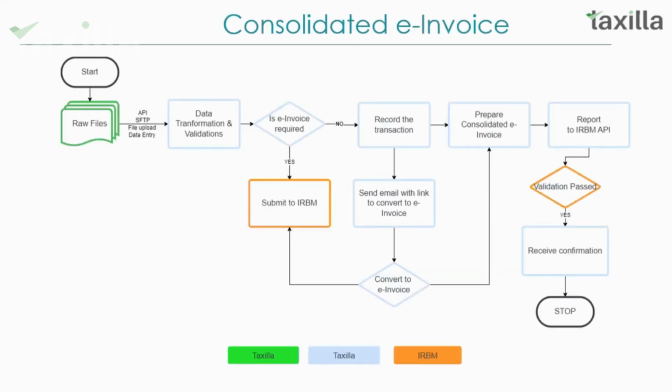So that's a quick overview of the e-invoice data model and the different workflows, how you can enable it from your ERP systems using Taxilla middleware. So that's what we have seen now. In case you have any questions, I can take them up.